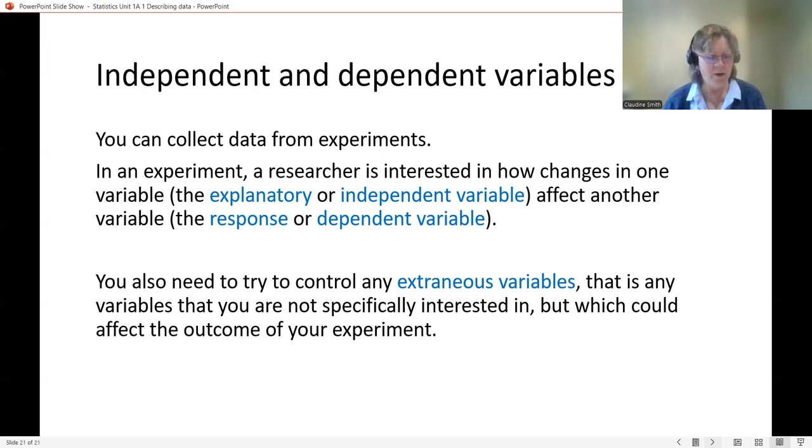Right, so we've come to the end of the PowerPoint for Lesson 1 from Unit 1A on describing data. So having watched the lesson, it's time to have a look at the exercise that accompanies it. So we'll just have a look at that now.